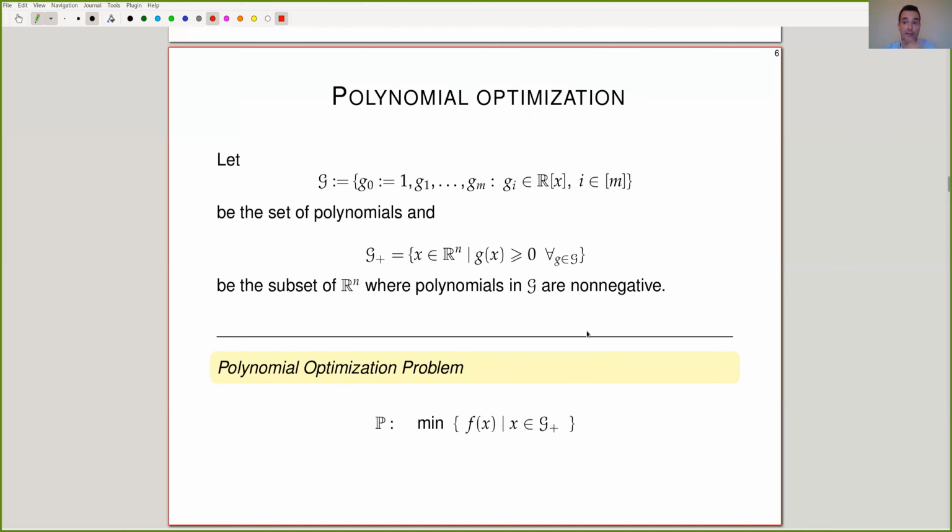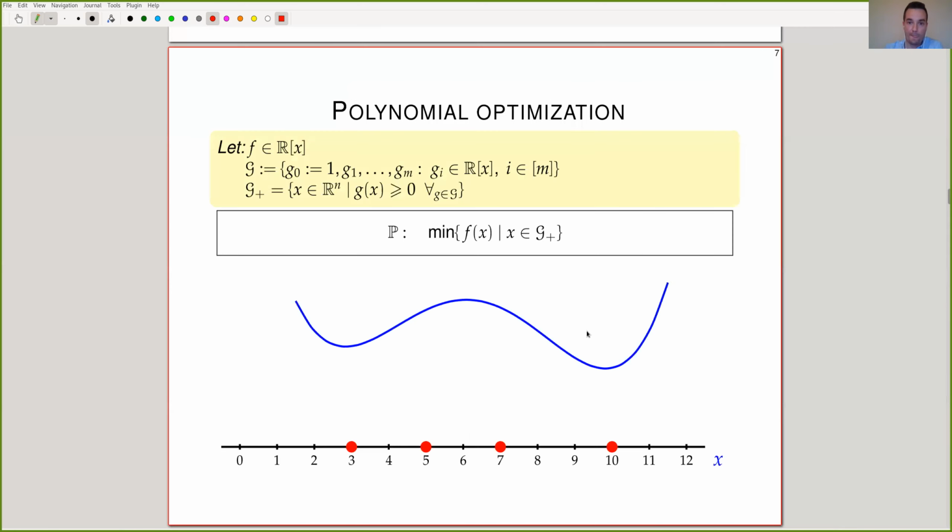So we can rewrite it a bit. So consider a calligraphic set G, and this is the set of all these polynomial constraints, and the corresponding set G plus, which is a feasibility set, meaning the subset of Rn composed of all the x's such that these constraints gi are non-negative. And then the polynomial optimization problem can be written as minimizing polynomial f of x such that x belongs to the feasibility set. So here is an example. Imagine that the blue curve is a polynomial f of x, and you would like to minimize over the feasibility set composed of the red points.